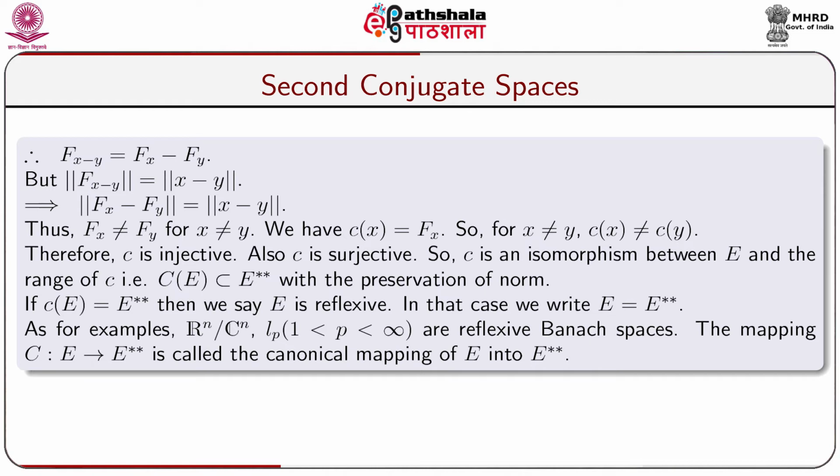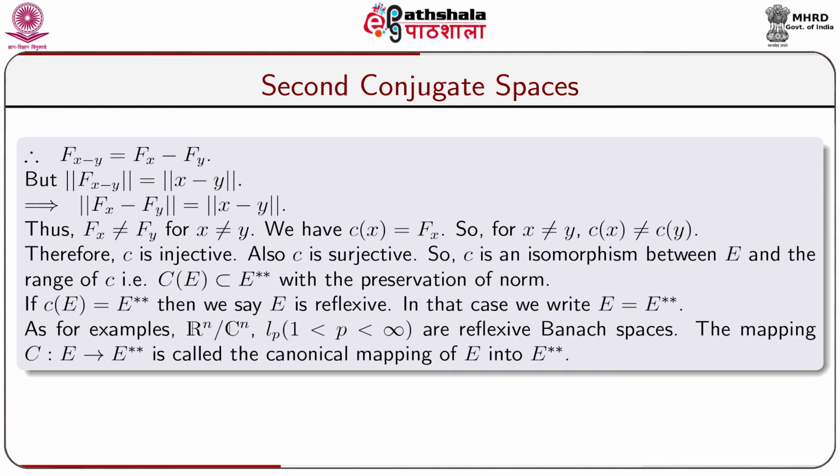So, Rn equals Rn double star. Similarly, if we take the collection of all n-tuples over the field of complex numbers, then we see that the first conjugate space of Cn is also Cn. If we take the conjugate of that again, we get the second conjugate space of Cn. Thus, the second conjugate space of Cn is also Cn. So, that is why Rn and Cn are reflexive.